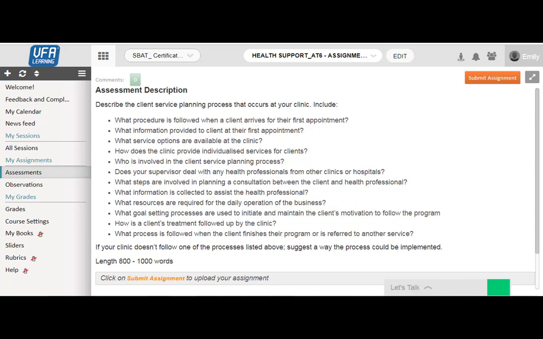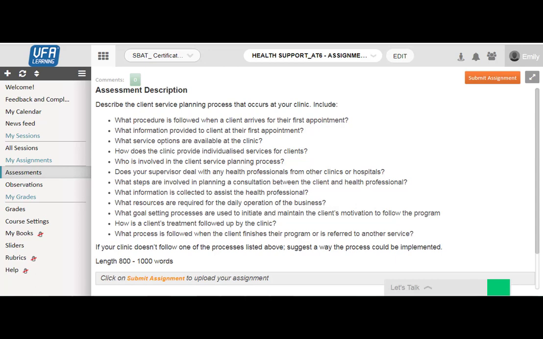And what process is followed when the client finishes their program or is referred to another service? Is there any follow-up? Once they've left your clinic and gone somewhere else, does the person you're working with actually know what happened to them? If your clinic doesn't follow any of these processes that are listed above, mention that, but put in a suggestion of a way that a process could be implemented.